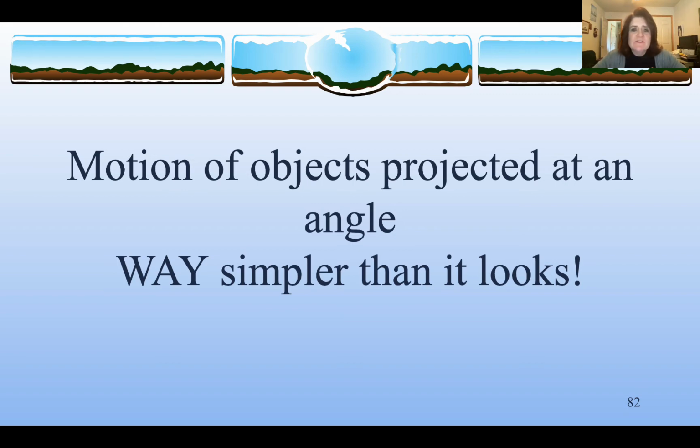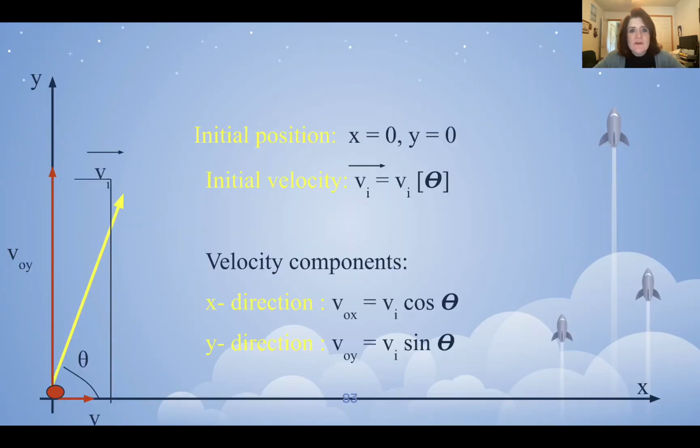Perfect projectiles are motion at angles, and it's way simpler than it looks. So you're going to be given an initial velocity, 30 miles an hour, at some angle. Okay? The velocity immediately needs to be broken into two components so that you can identify v0x and v0y. And you use trig, cosine and sine, to break them apart.